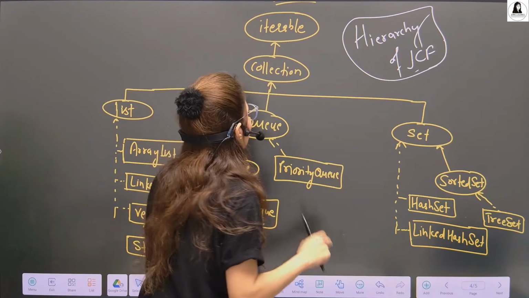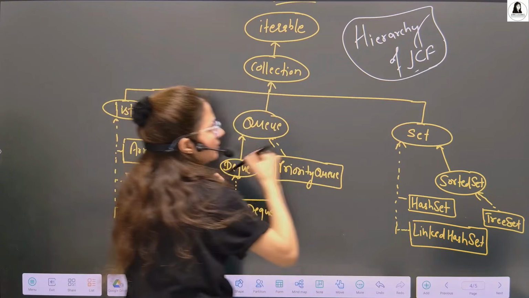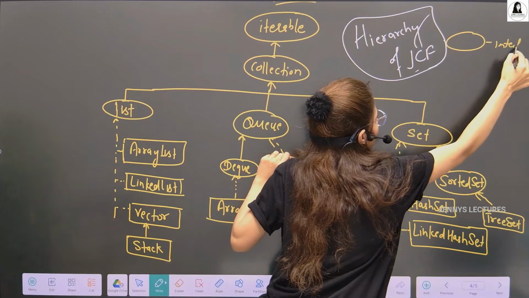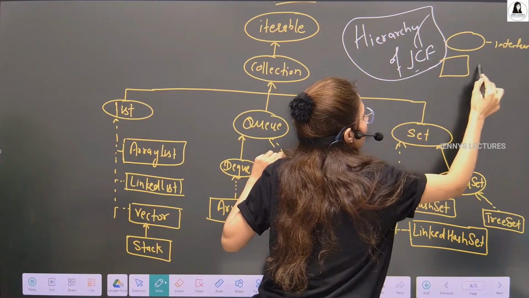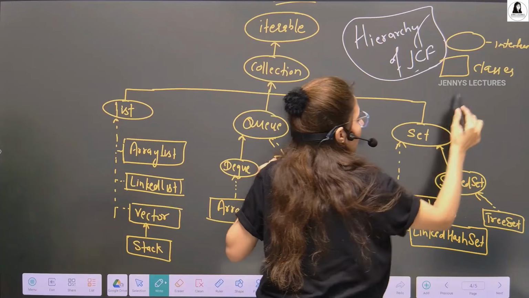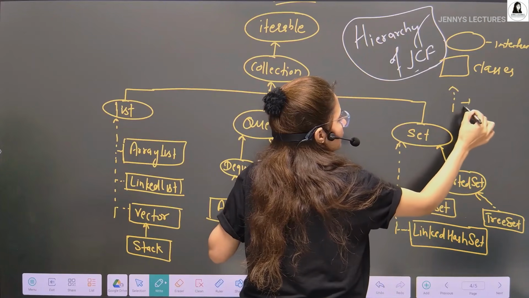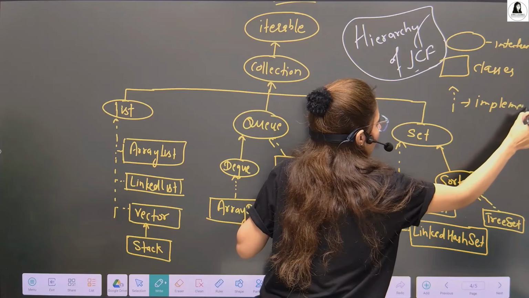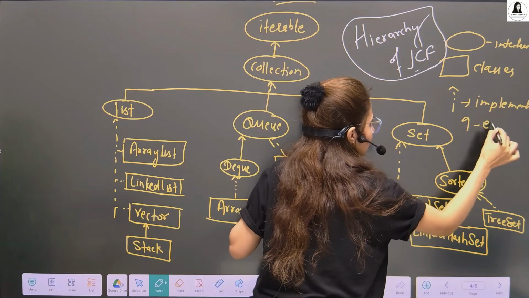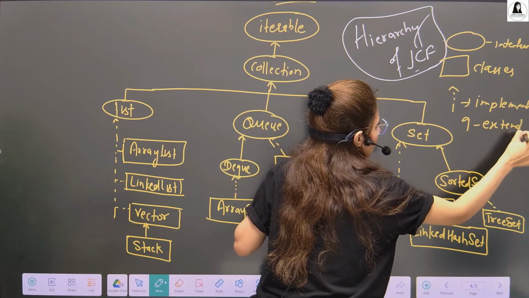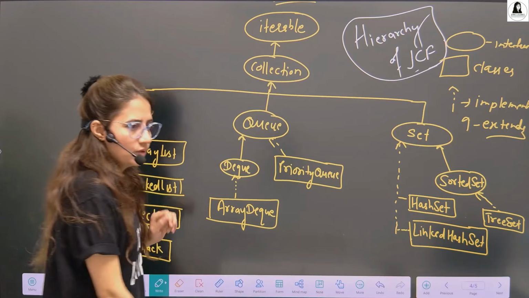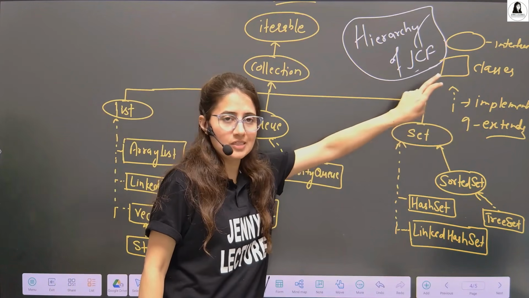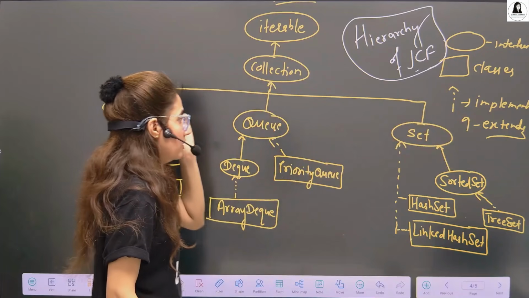Now at first, whatever is in this oval shape are interfaces, and in this rectangle we have classes. This dotted line means implements, and this solid line means extends, because we have discussed inheritance. I hope you are aware of the meaning of interface, class, implements, and extends.